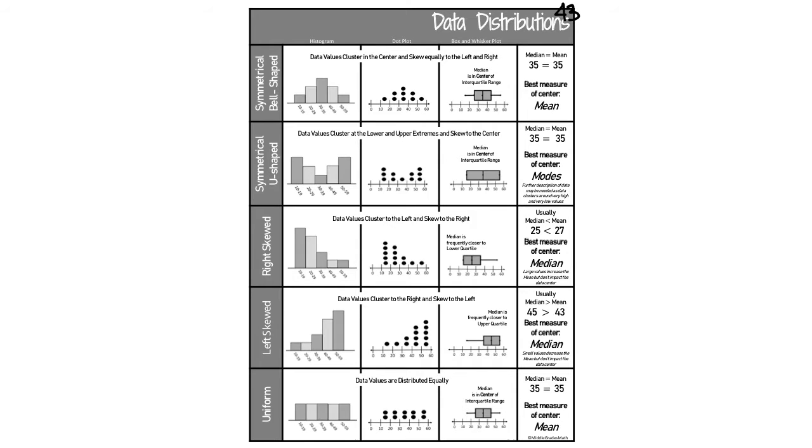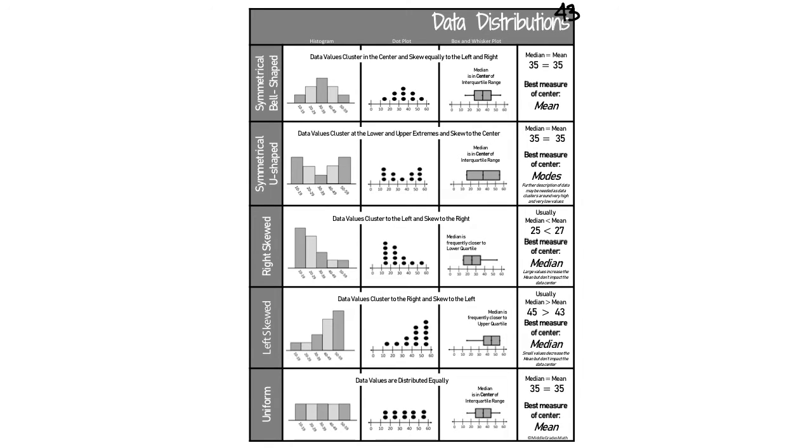Okay, looking at page 43. All right, so if we have a symmetrical bell-shaped curve, which is the very first picture across the top row, you can see what it would look like as a bar graph, a dot plot, and as a box plot. The data values cluster in the center. They skew equally to the left and the right, meaning it's symmetrical. In that case, your median and mean are probably going to be the same. Not always, but they're going to be very close. But the best measure of center, as you can see in that last column, is the mean.